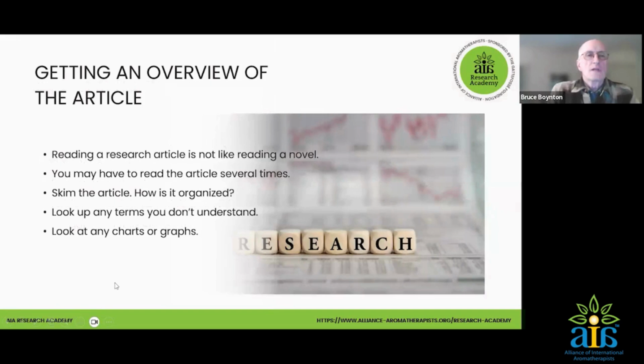Okay, let's get an overview of a research study. As we said, reading a research article is not like reading a novel, and you may have to read the article several times. The first thing to do is skim the article. Is it something you're interested in? How is it organized? Look up any terms you don't understand. And always check out any charts or graphs. A lot of data is presented in charts and graphs, and you can get an idea about whether you want to go through the whole article or whether you want to turn to something else.